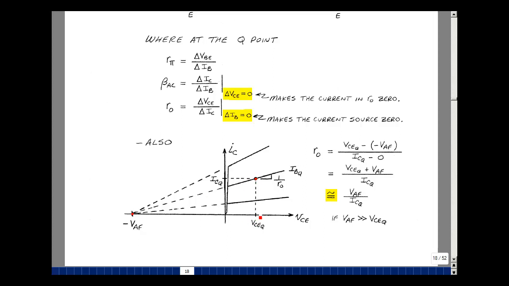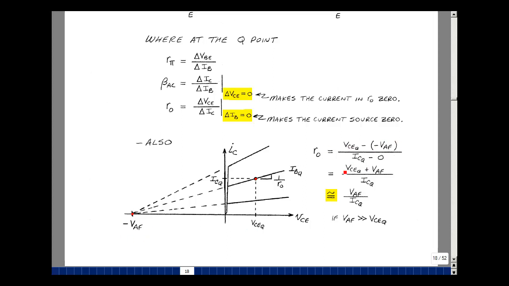If I take the rise and divide it into the run, I get the value of the resistance. The rise here is going to be this point minus this point, which is I sub C at the Q point minus 0 down over here. And then we're going to divide that into the change in voltage, which is the collector emitter voltage at the Q point minus the value of minus VAF.